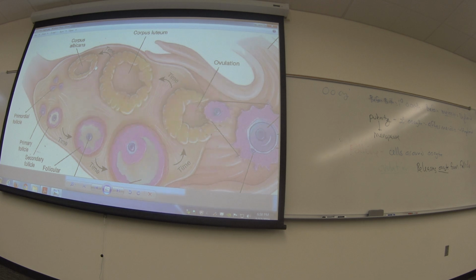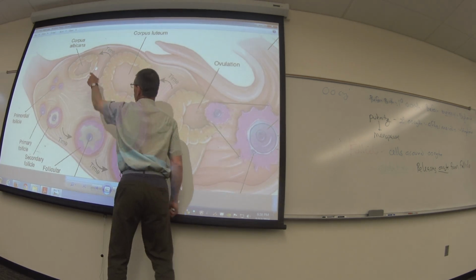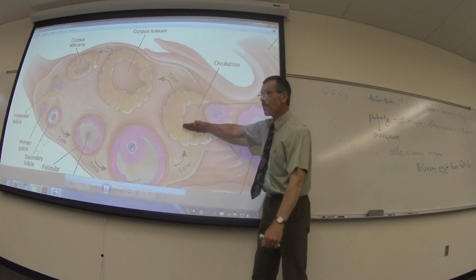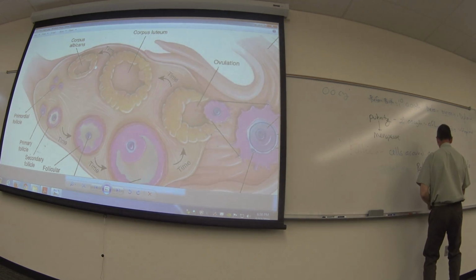So I want you to notice where ovulation is in this pathway. So if you start here and go to there, where's ovulation at? In the middle. So that's another important concept. You ovulate in the middle of the cycle.